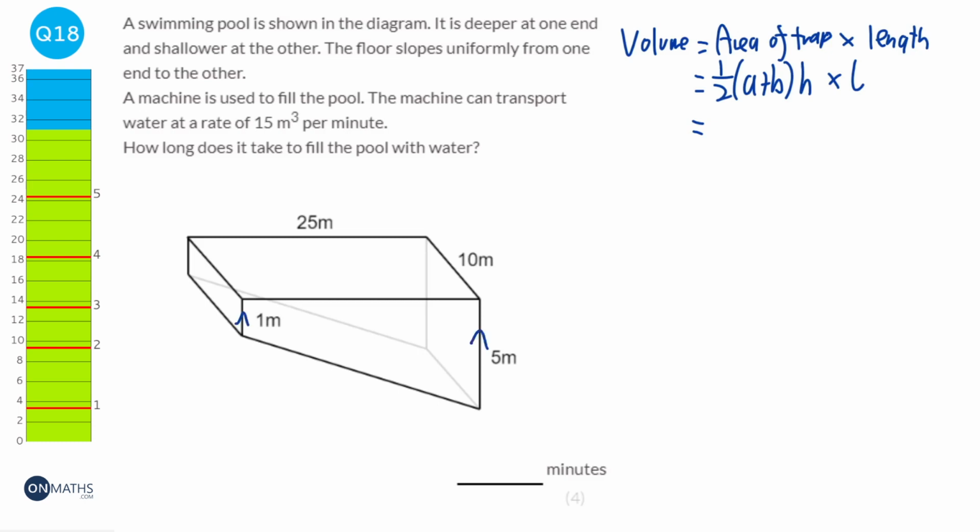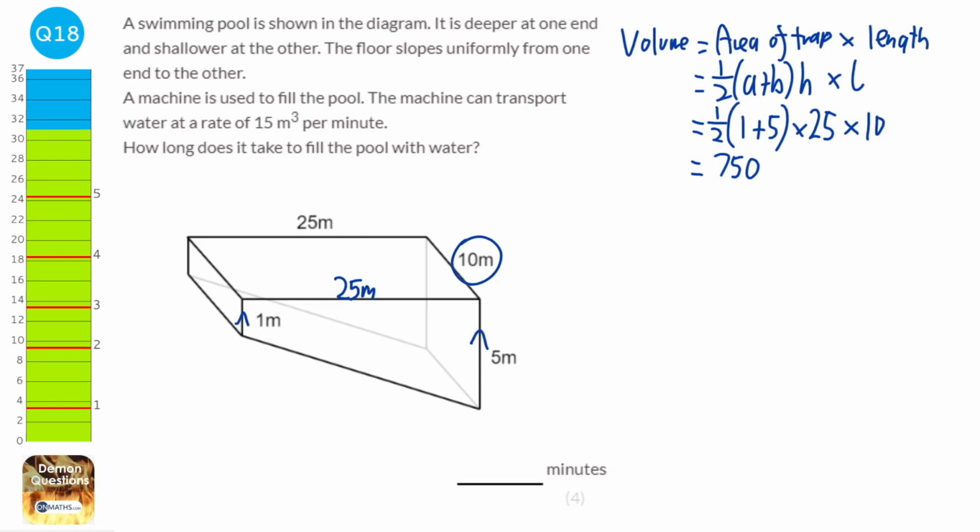And then the h is the perpendicular line that hits both of them at 90 degrees, which is what perpendicular means, between the bases. So this will be the 25 meters here. So it's going to be half, and then we're going to add 1 and 5, times that by 25. The length is how 3D it is, so it would be that 10 there. So we're going to times that by 10, and that will give us 750. So it's 750 meters cubed.